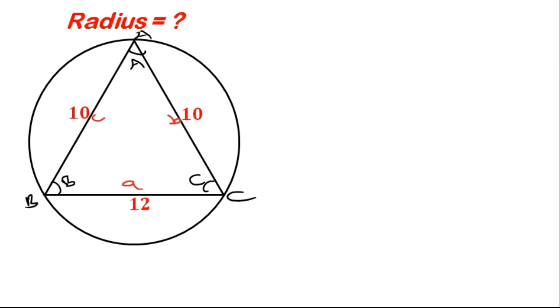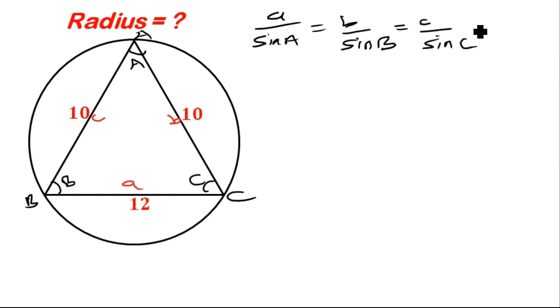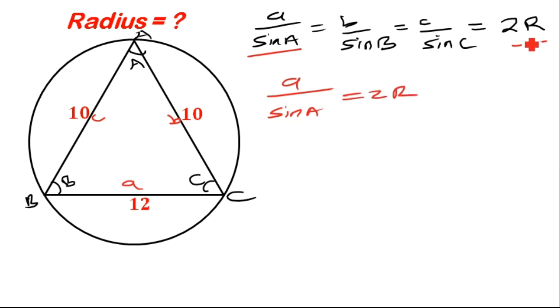Now if we use the sine rule, we will have a over sine A equals b over sine B equals c over sine C, and that is always equal to 2r in the case of a circumscribed circle. Now, this is very simple. We can compare, maybe, angle A with 2r. So we'll have a over sine A equals 2r. We can use any of the three angles, but in this case we've chosen angle A.